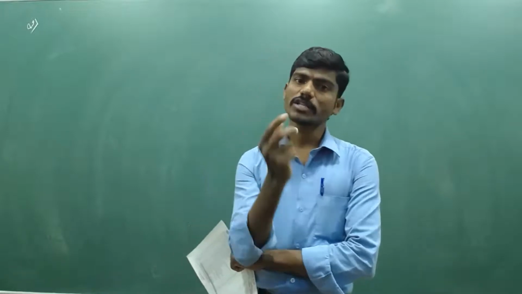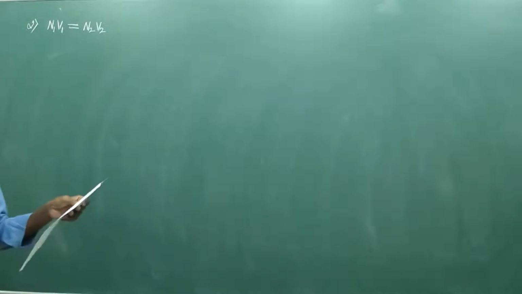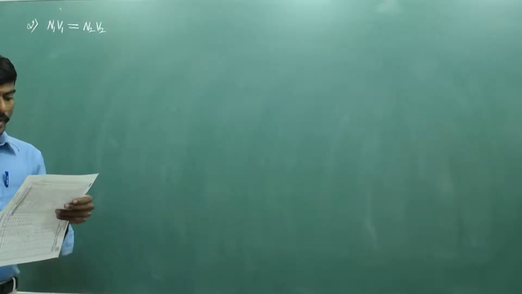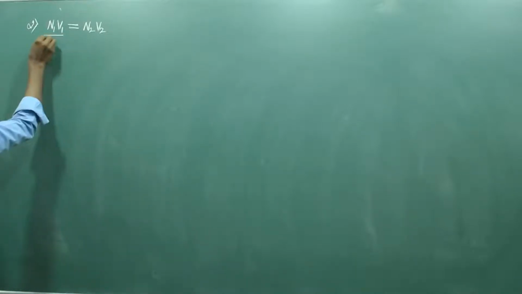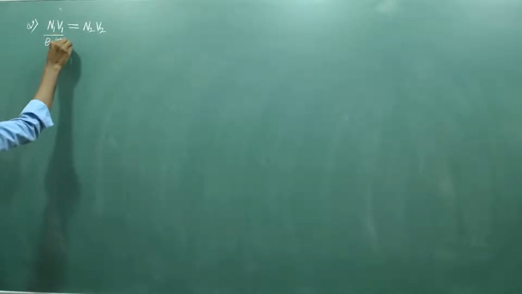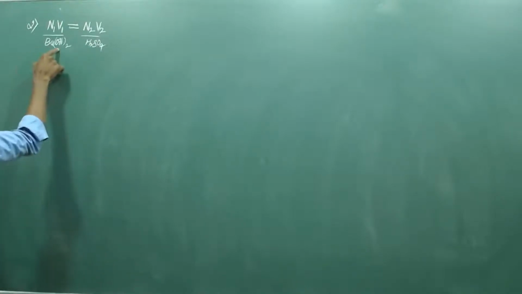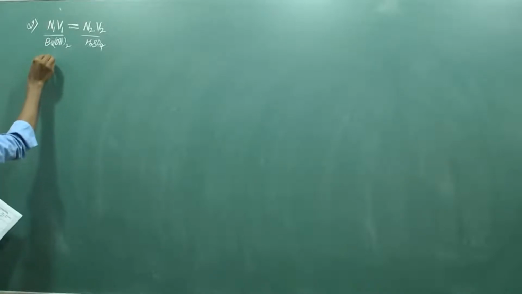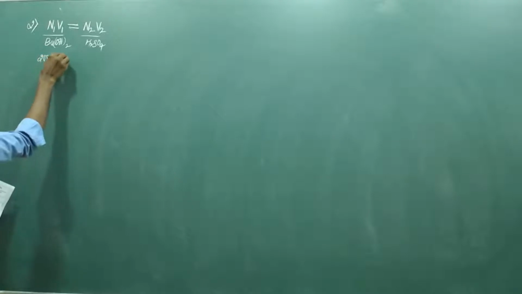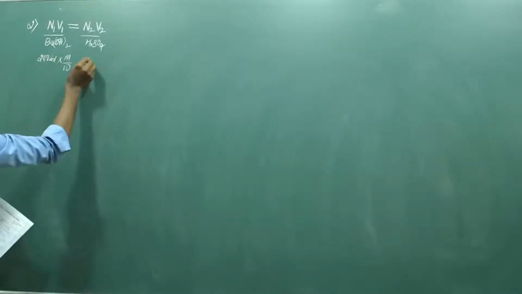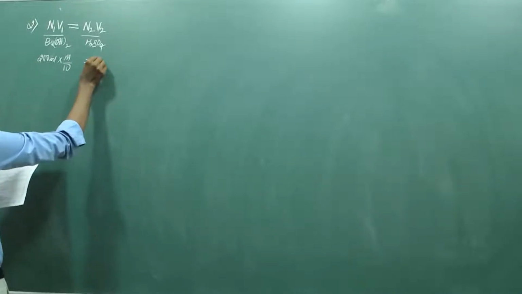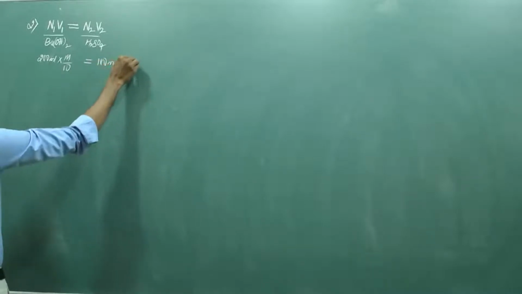For a neutralization reaction, as we know, N1 V1 is equal to N2 V2. So here it is given 200 ml of M/10 barium hydroxide, first one for barium hydroxide, second for sulfuric acid. The volume of barium hydroxide is 200 ml with M/10. That is equal to 100 ml of, its normality is the question.